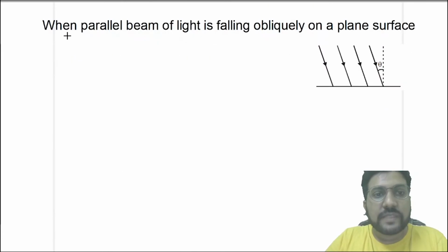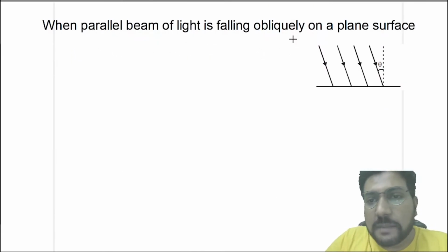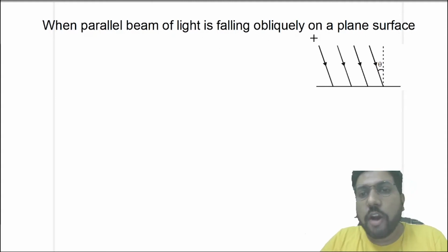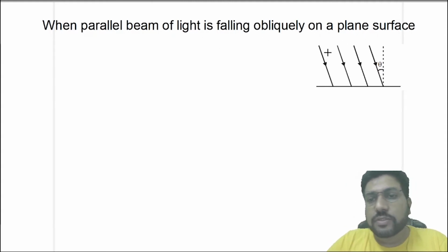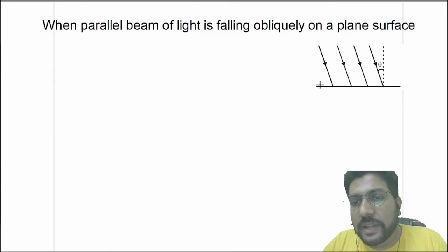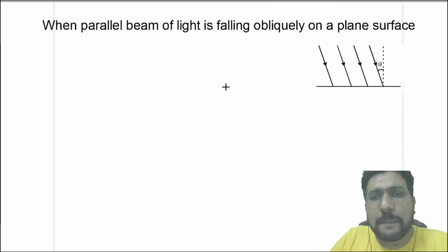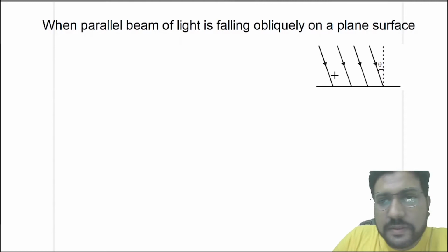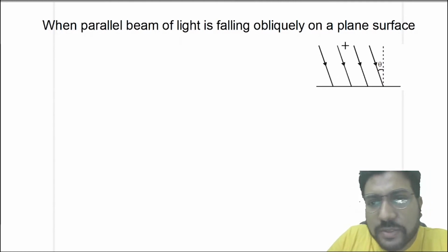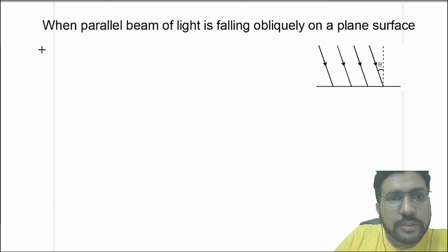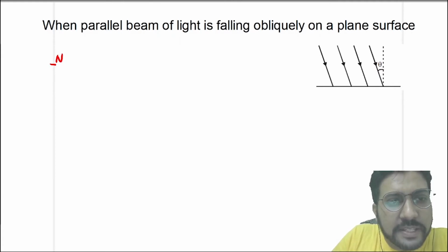Now when the parallel beam of light falls obliquely on a plane surface, so this time a parallel beam of light is falling obliquely on a plane surface at an angle theta. Obliquely means at some angle theta. All right, so what will happen in that case? Still it is a parallel beam of light, so the intensity is constant, right? So first of all we will find n by t.